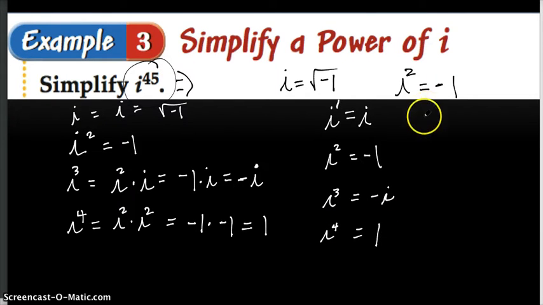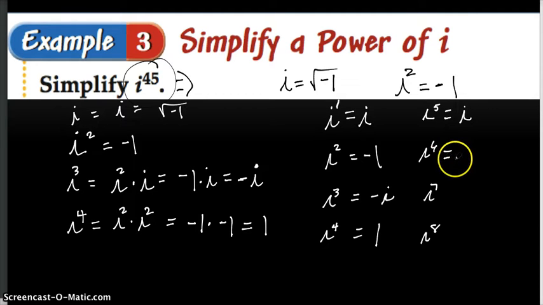Let's continue on. Let's see what i to the fifth, i to the sixth, i to the seventh, and i to the eighth is. And we'll see if we get a pattern or something that's predictive. So check it out. i to the fifth power can be written as i to the fourth times i, by rules of exponents. And so i to the fourth is 1, times i tells me that i to the fifth power is simply i.